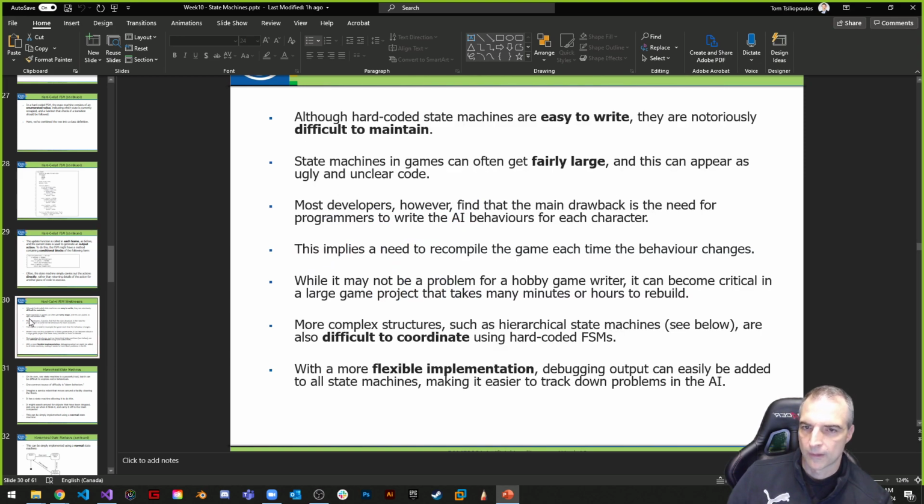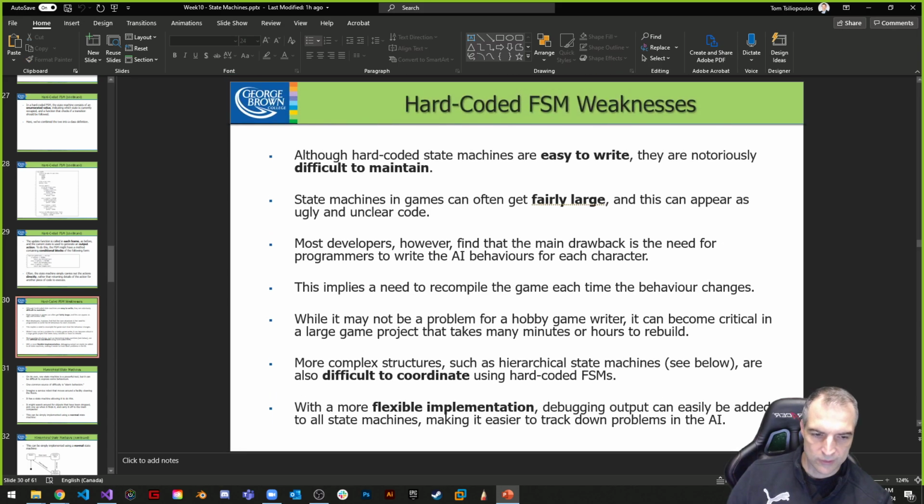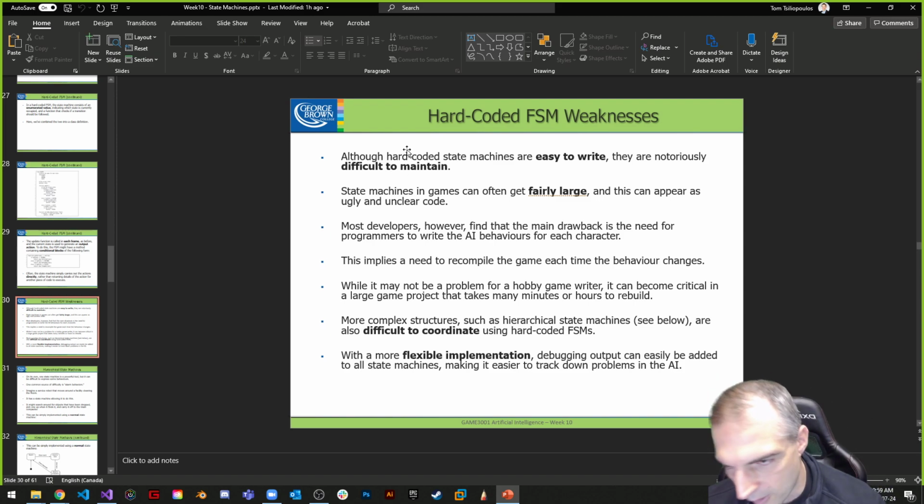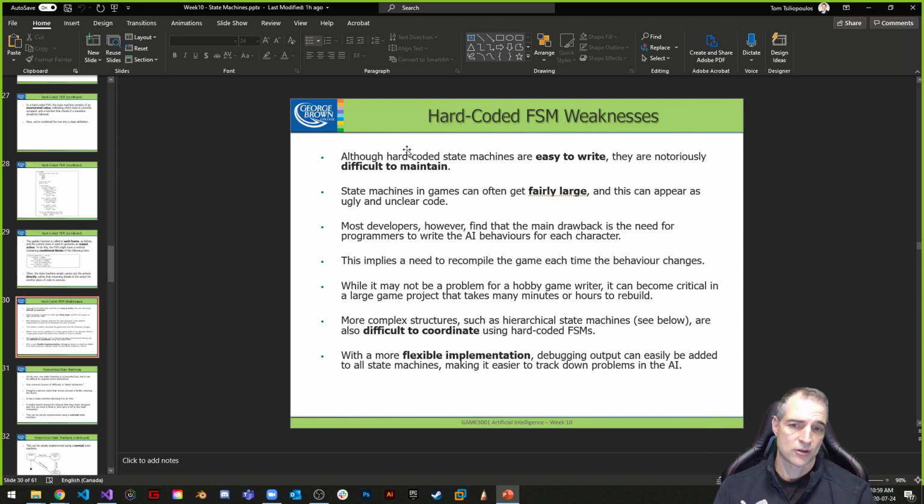So, weaknesses: easy to write is great, but difficult to maintain, right? Because if I want to make a change in the first way, I have a file, and I make changes to the file. It's not hard-coded. My finite state machine system is going to read the file and then create my behavior set, as an example, for the enemy based on what I've read from the file. And if the file changes, I'm going to change my behavior.